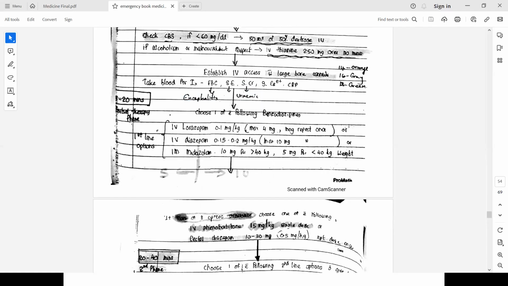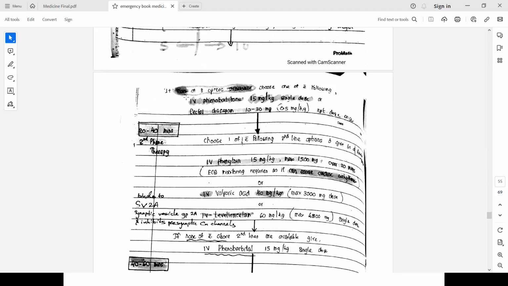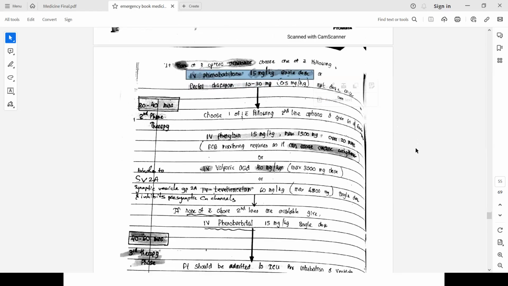Then first line anti-epileptic, there are 3 options. Commonly what is used is IV diazepam up to about 0.2 milligram per kg. If you can't obtain IV access, give IV midazolam 10 milligram, if the patient is more than 40 kilos. Most adults are more than 40 kilos, so remember 10 milligram. Then if the patient is still fitting, you can give IV phenobarbital 15 milligram per kg, single dose. Or rectal diazepam, but IV phenobarbital is common.